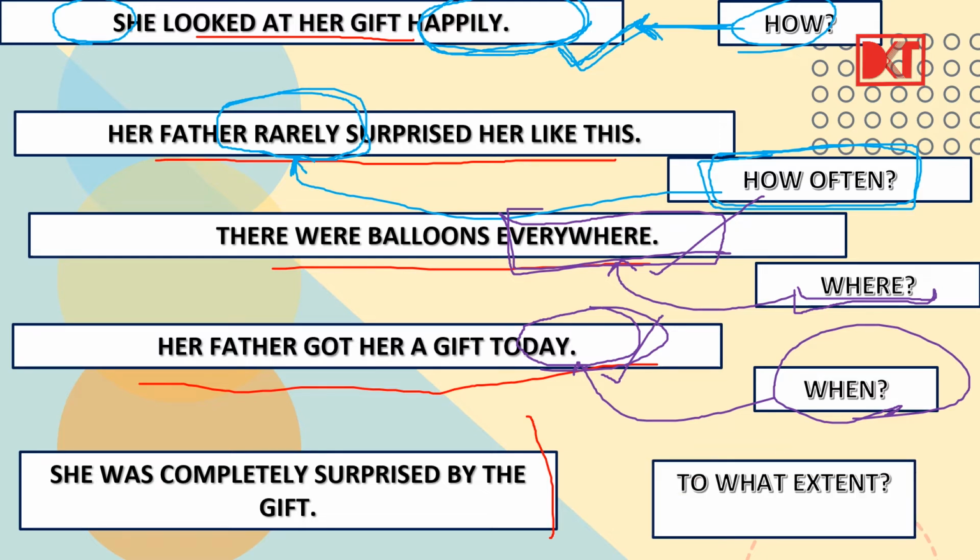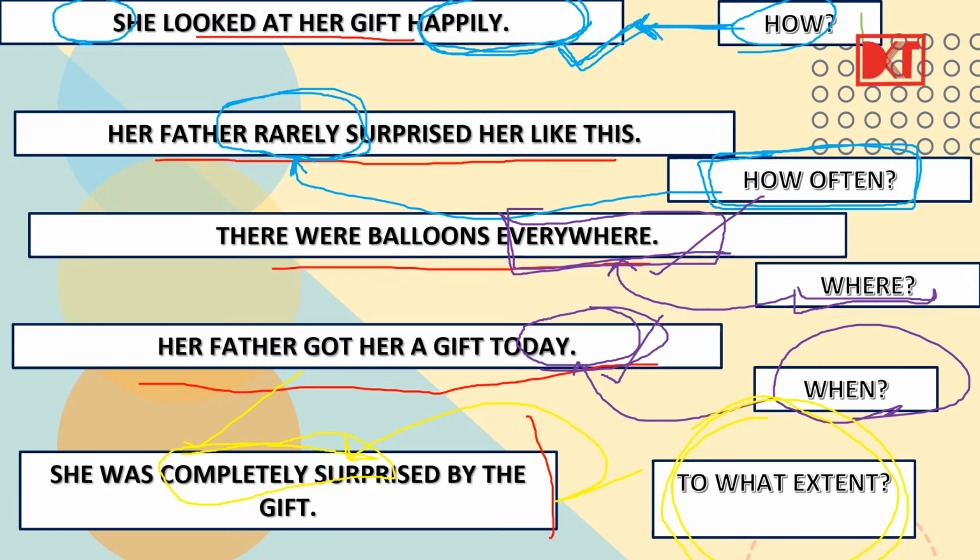Alright. Now the last question being answered is to what extent. To what extent was the girl surprised? She was completely surprised by the gift. Okay. So these are the 5 adverbs. These are the 5 questions जो adverbs answer करते हैं.